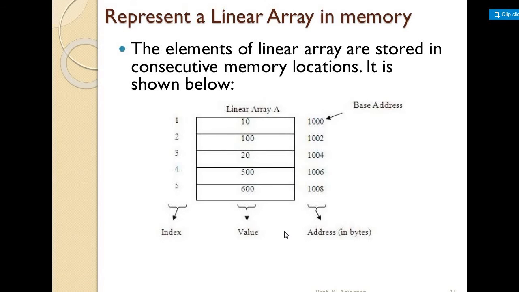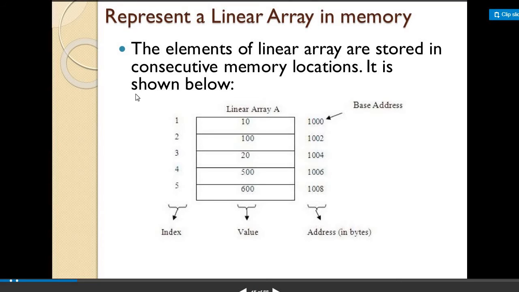Now, representation of a linear array in memory. How is an array stored in memory? The elements of a linear array are stored in consecutive memory locations, as shown below. So, linear array A, with the indexes 1, 2, 3, 4, and these are the addresses. Suppose we start with the base address 1000.